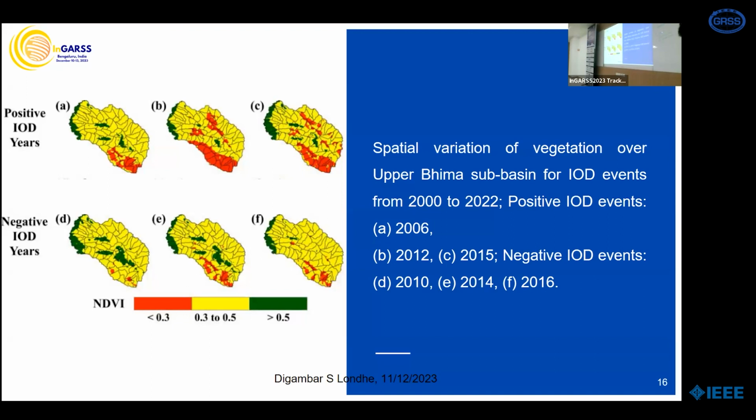But in this study area, we can see that during positive IOD years, the southern portion of my study area has very little vegetation, meaning very sparse vegetation. So we can see that in this study area, it is not affecting positively, as many researchers have concluded. And in negative IOD years, we can see that a large area is covered by moderate vegetation.